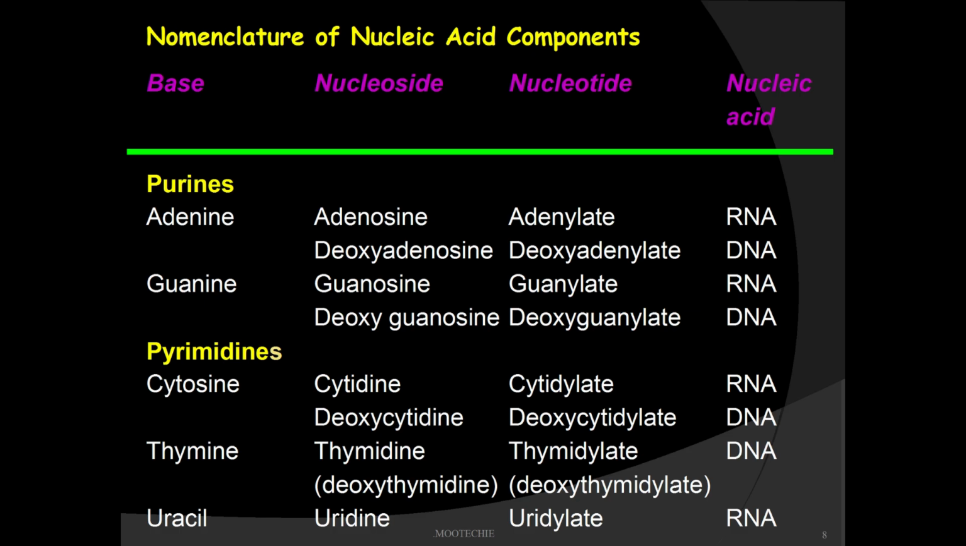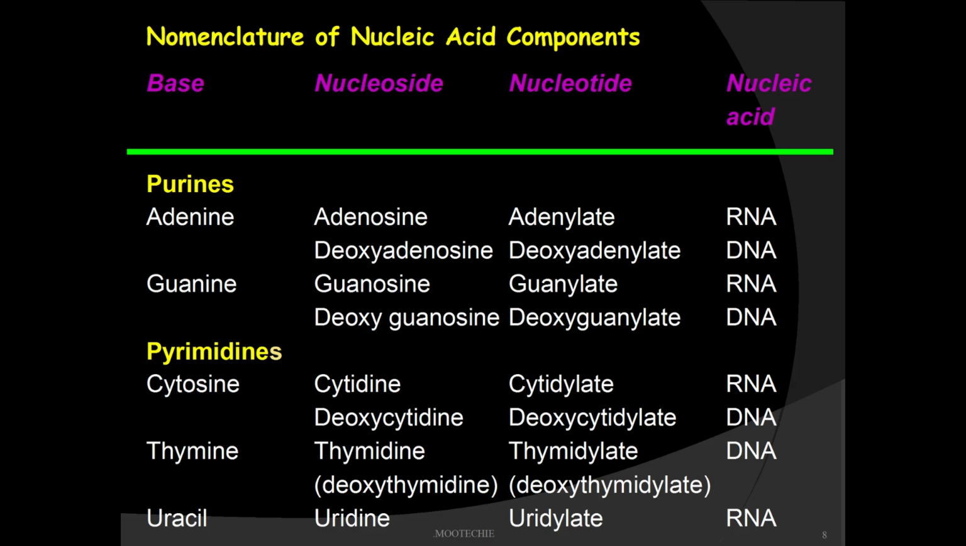For the pyrimidines, cytosine becomes cytidine in RNA and deoxycytidine in DNA. Their nucleotides are cytidylate and deoxycytidylate. Thymine is found almost exclusively in DNA, so it's thymidine or deoxythymidine, and its nucleotide is thymidylate. And uracil is found in RNA, forming uridine and uridylate.